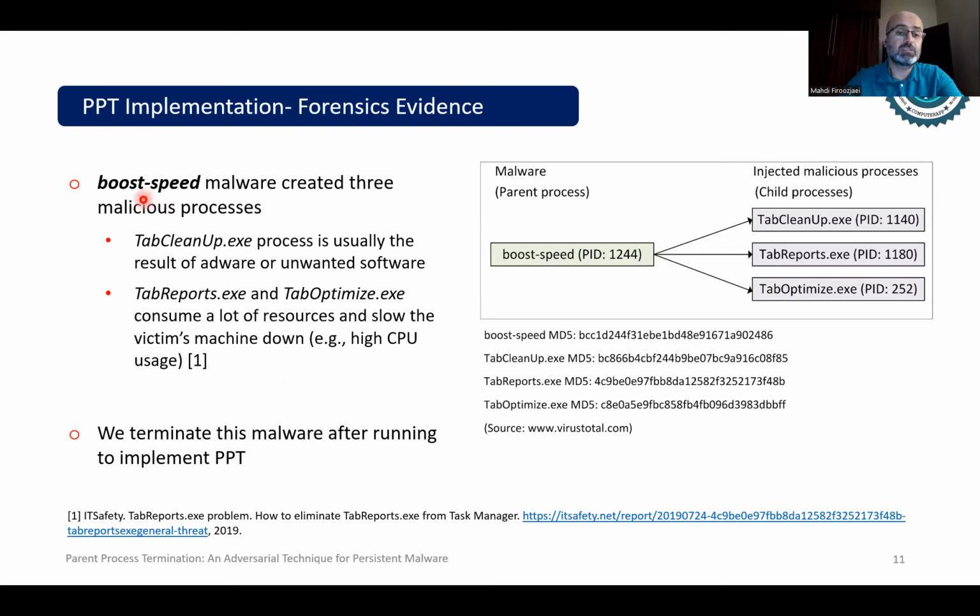One of the malwares which we successfully used to implement PPT was the Bobsped malware. The MD5 of this malware is already available on the VirusTotal website. We execute this malware, and then this malware process creates three children processes under the names tabcleanup.exe, tabreports.exe, and taboptimize.exe. All of these three children processes are malicious processes.